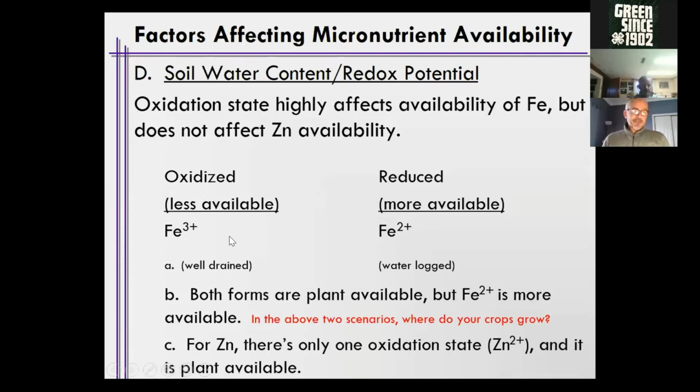The kicker is that this process of oxidation reduction only affects iron and not zinc, because iron can be found in iron 3 plus or iron 2 plus. But zinc is only found in one state, and that's zinc 2 plus, and it's not affected by redox conditions, at least directly.